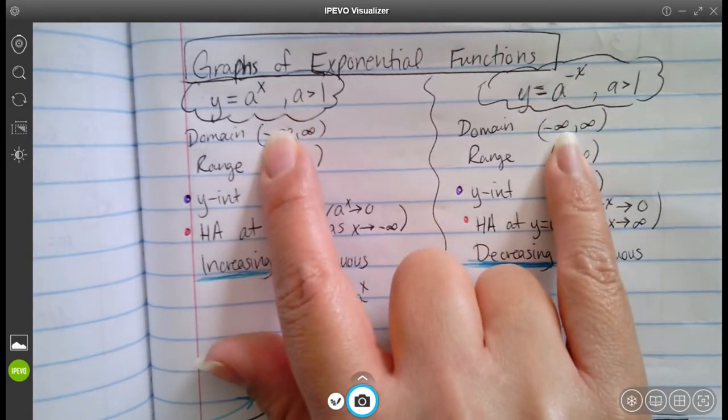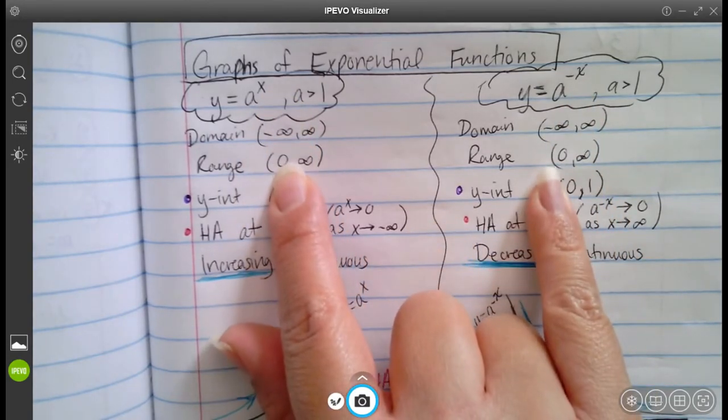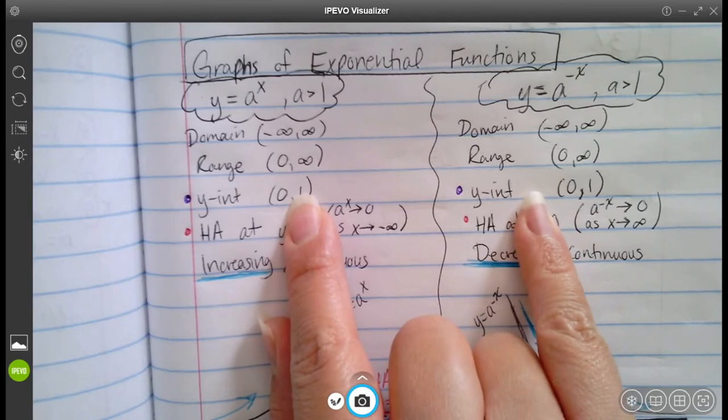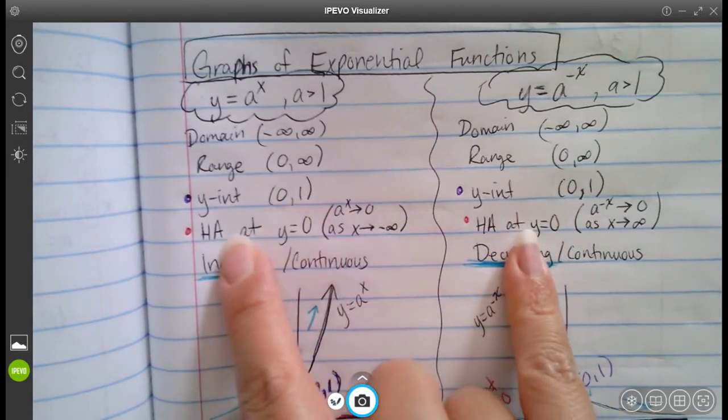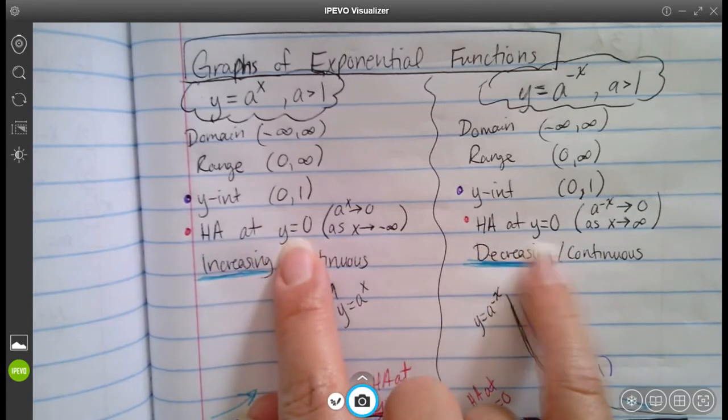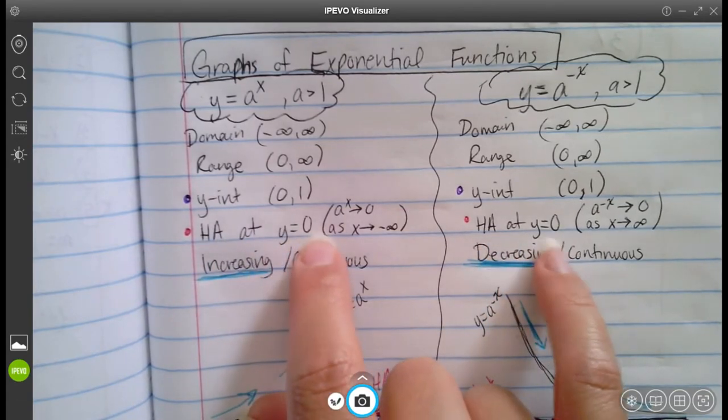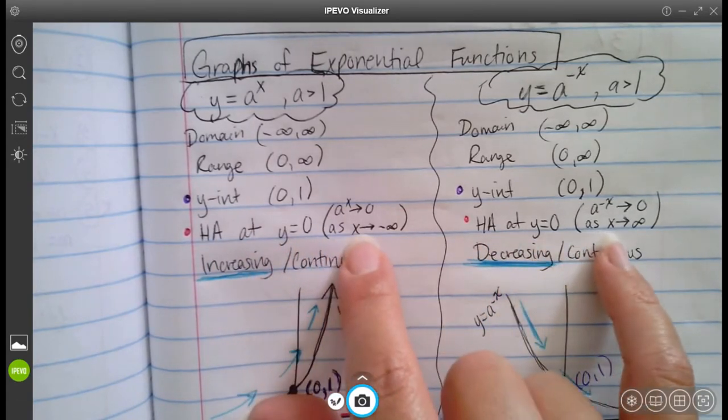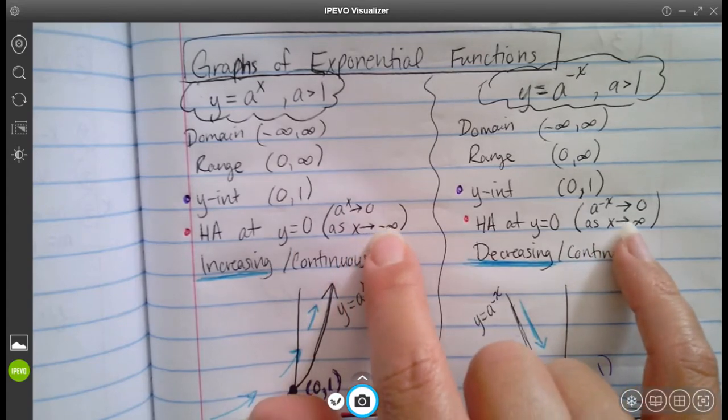The domains are the same. The range is the same. The y-intercept is the same. So you're saying, well, what the heck? What's different, right? The horizontal asymptote is also the same. So we have a horizontal asymptote at y equals 0. But you're going to notice here there's something slightly different, okay?